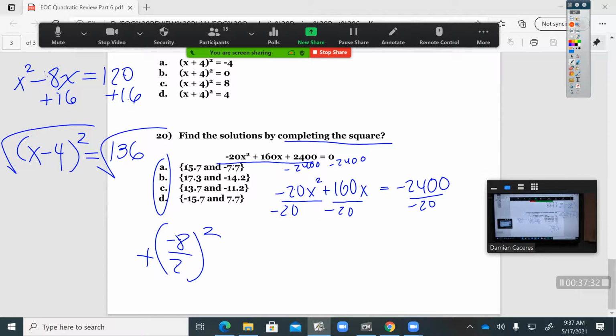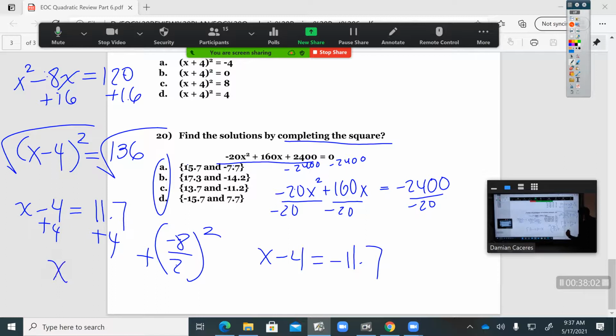We're almost there. Opposite of a square, square root. So now we're left with x minus 4 equals, what's the square root of 136? 11.7. So you put one equation with positive 11.7, and then you solve another equation with negative 11.7. That will give me my two answers.